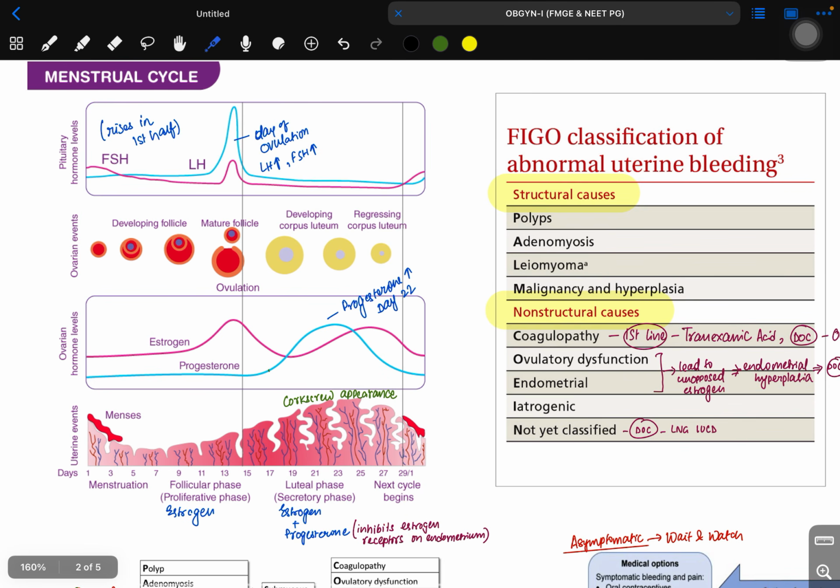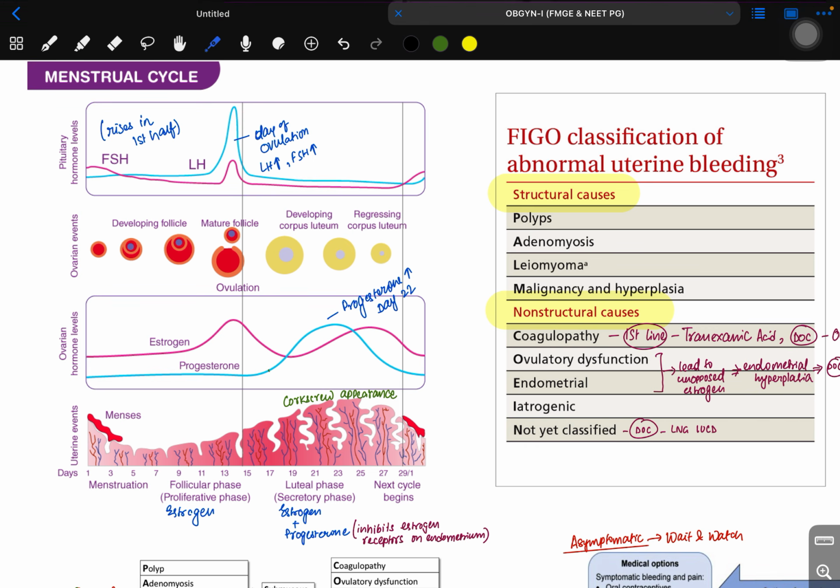Now this is the menstrual cycle. Here you can find the pituitary hormone levels. So FSH will rise in the first half. The LH, FSH, and the ovarian hormone levels, like estrogen, all will rise on the day of ovulation. So this line is the day of ovulation. All will rise on the day of ovulation, okay.